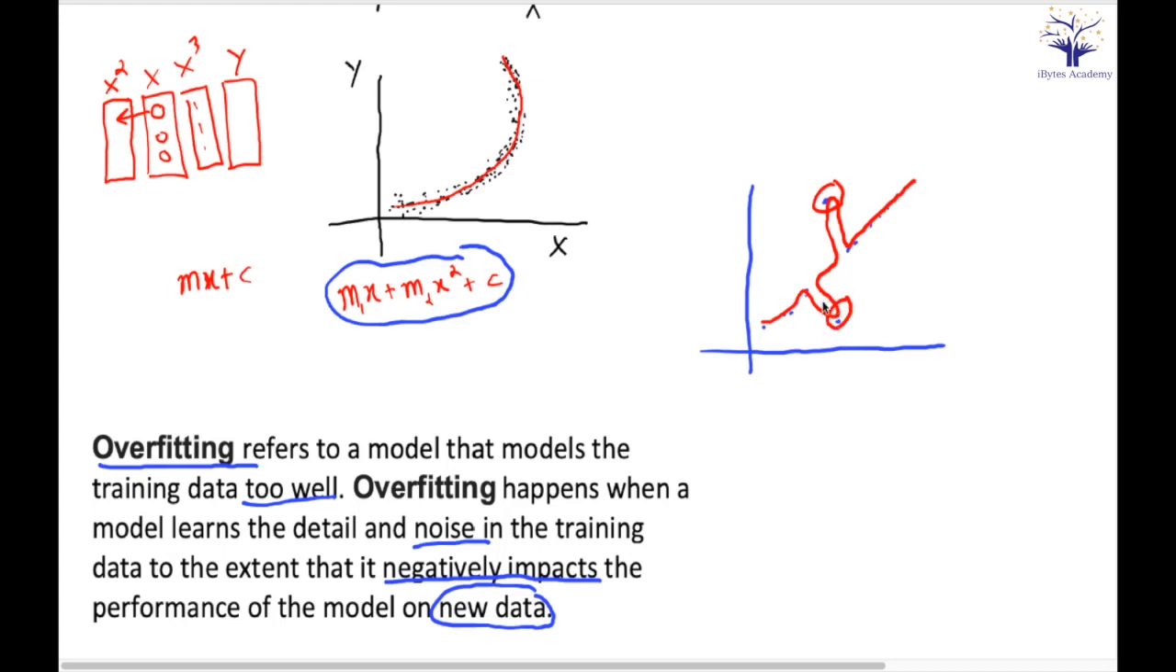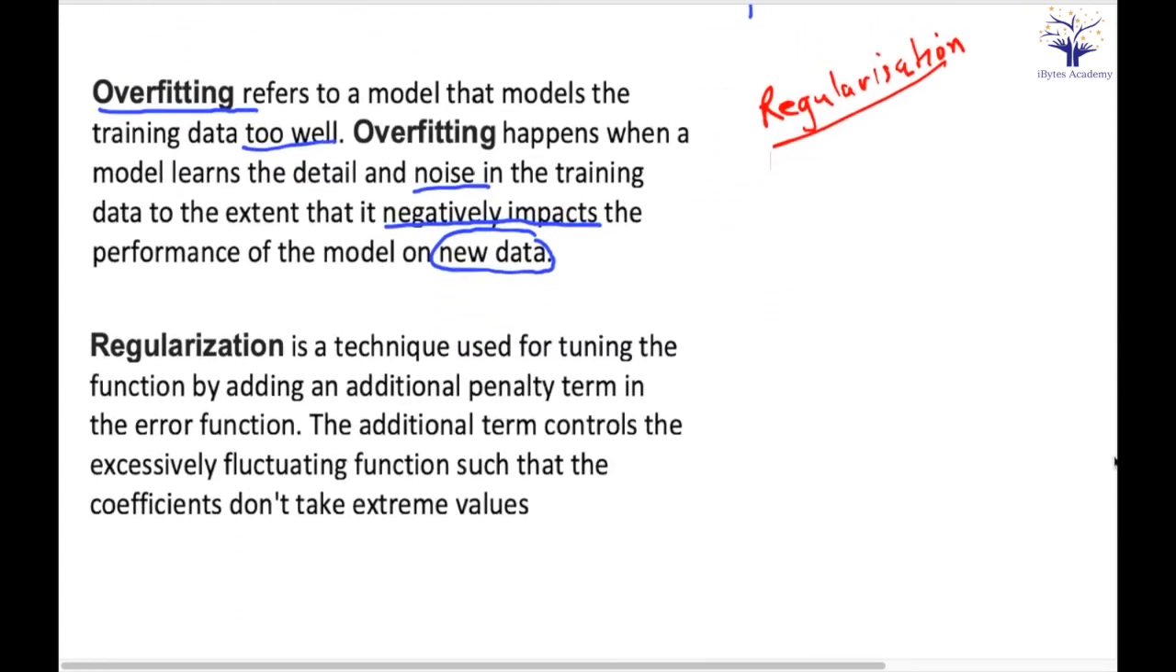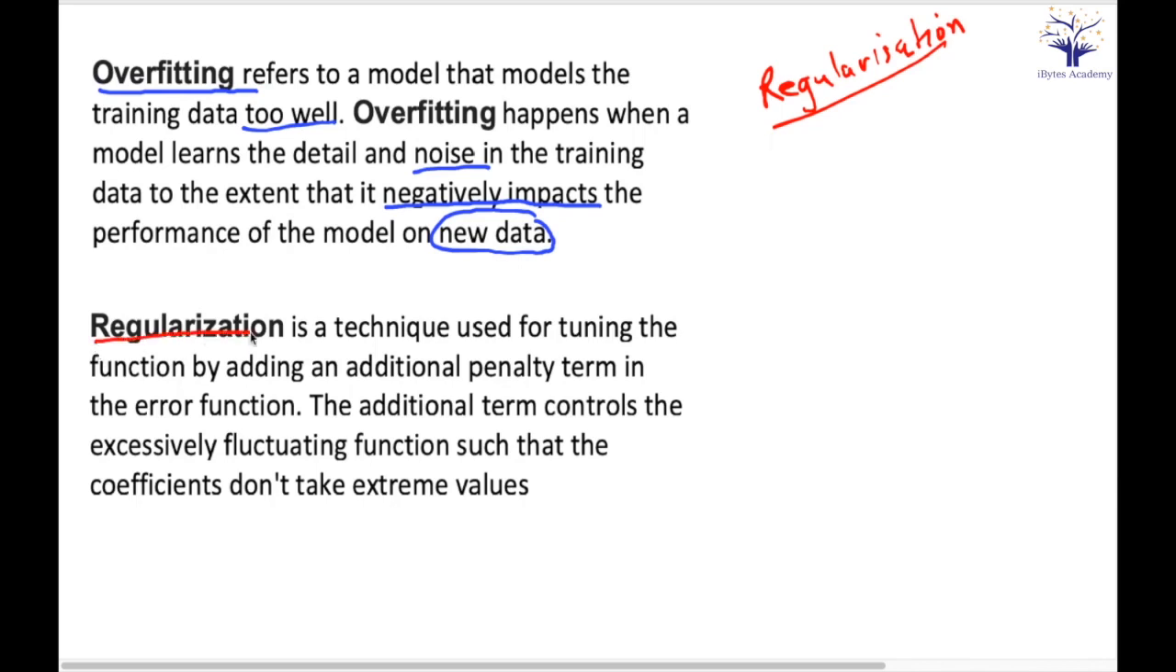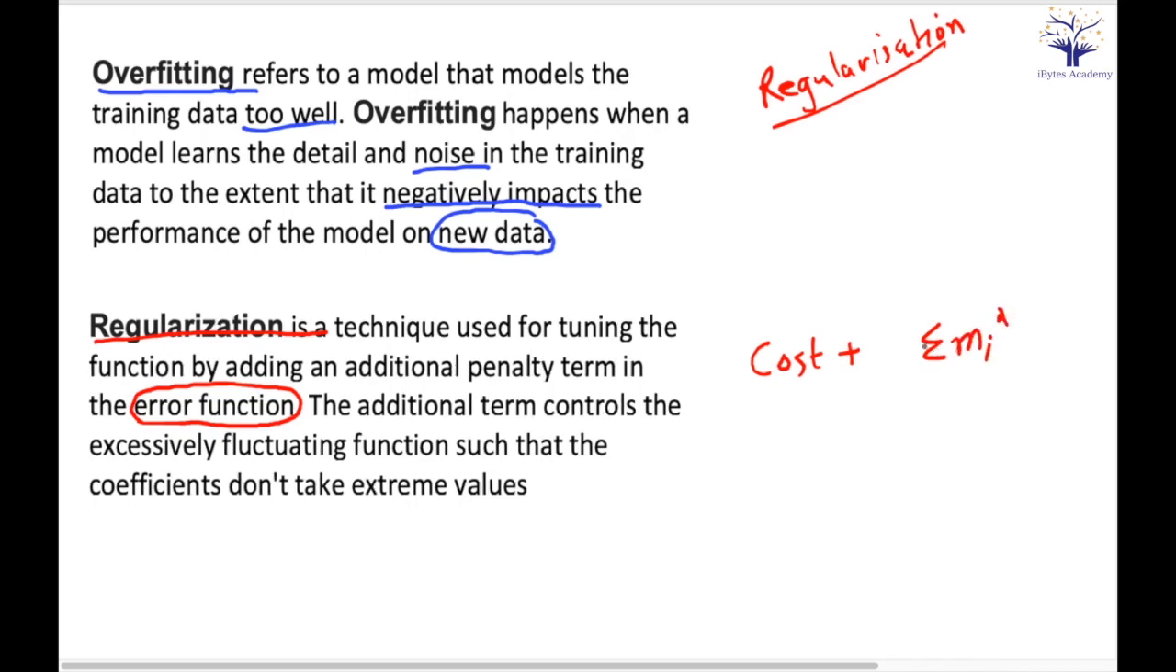So one very interesting way of getting rid of overfitting is regularization. Let's look at the definition. Regularization is a technique used for tuning the function by adding an additional penalty term in the error function. So error function is basically a cost function. In a cost function, we will add a regularization term which will be proportional to the summation of squares of our coefficients. We will use a proportionality constant lambda.